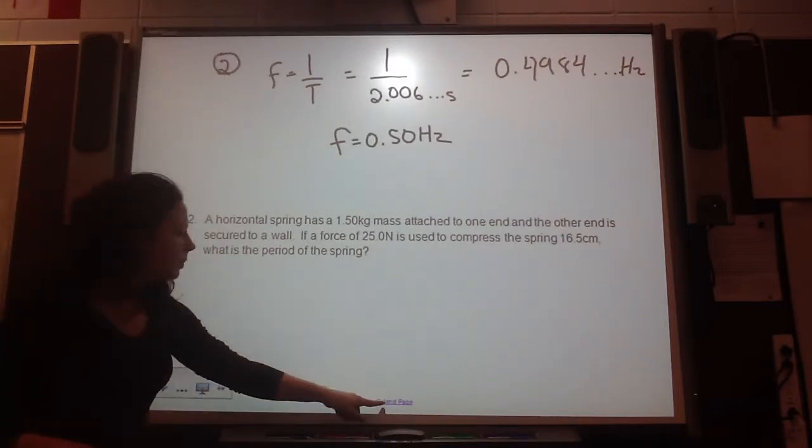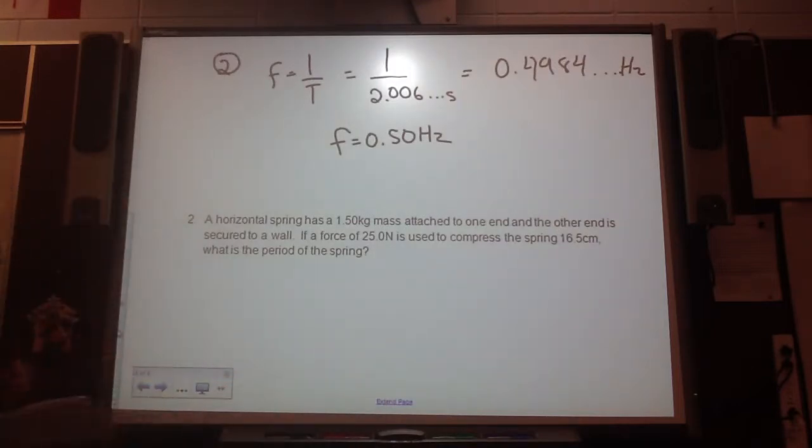All right, let's do number 2. A horizontal spring has a 1.5 kilogram mass attached to one end, and at the other end it's secured to a wall. If a force of 25 newtons is used to compress the spring 16.5 centimeters, what is the period?